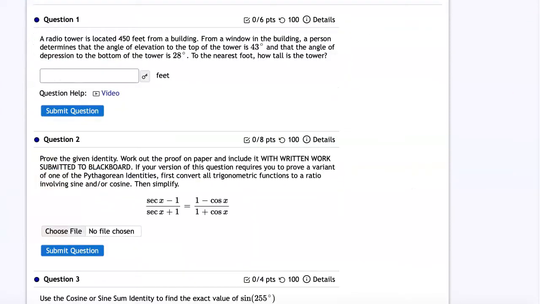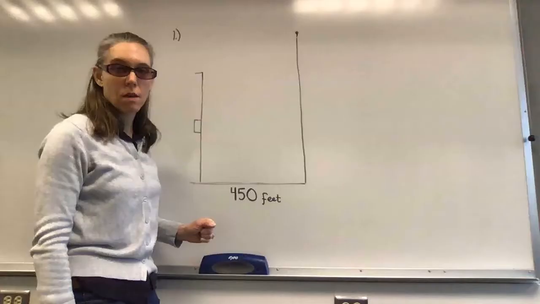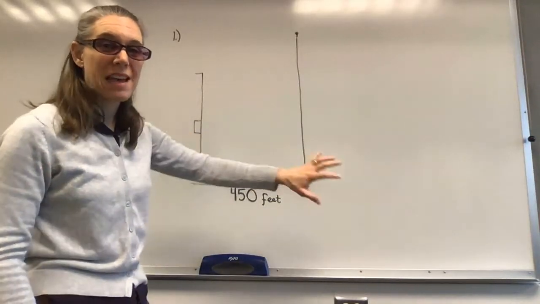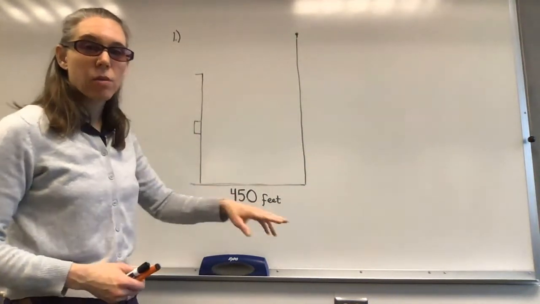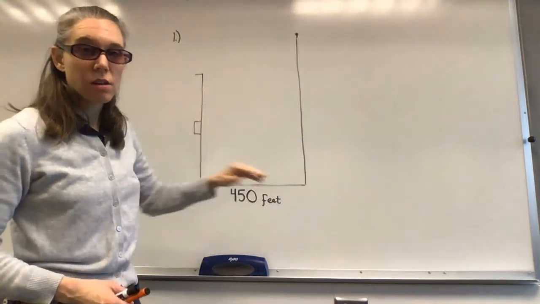A radio tower is located 450 feet from a building. From a window in the building, a person determines that the angle of elevation to the top of the tower is 43 degrees and the angle of depression to the bottom of the tower is 28 degrees. To the nearest foot, how tall is the tower? So this is worth 6 points, and the first thing we want to do is draw an accurate and fully labeled diagram. So first of all, we have a building and we have a tower, and they are 450 feet apart from each other.